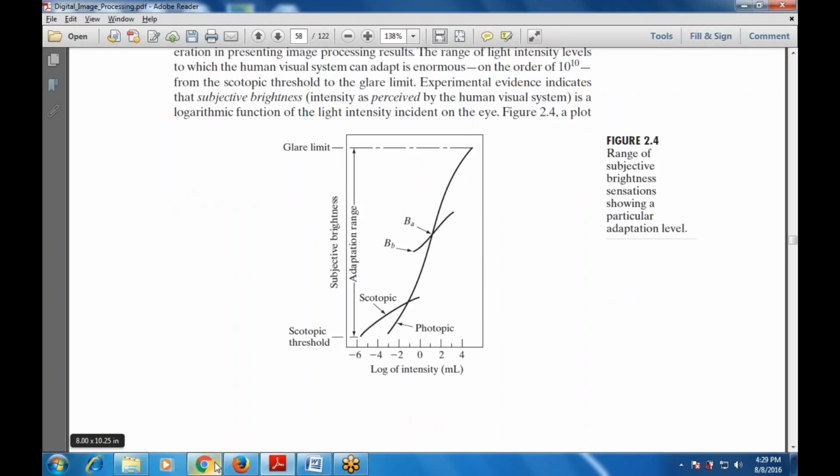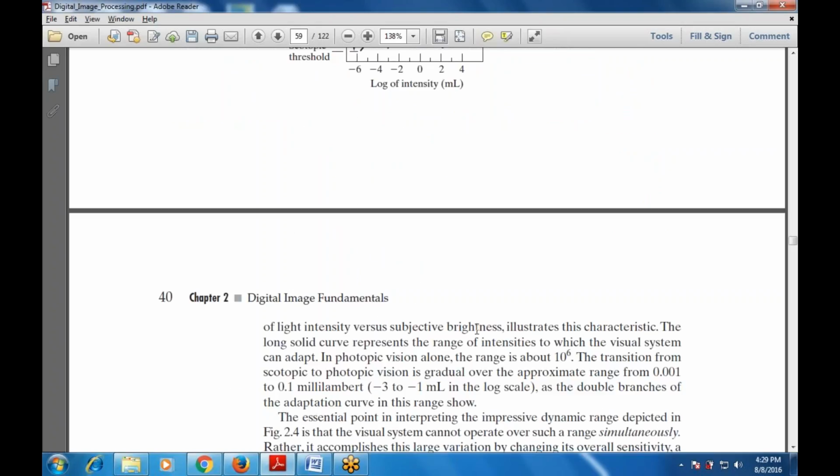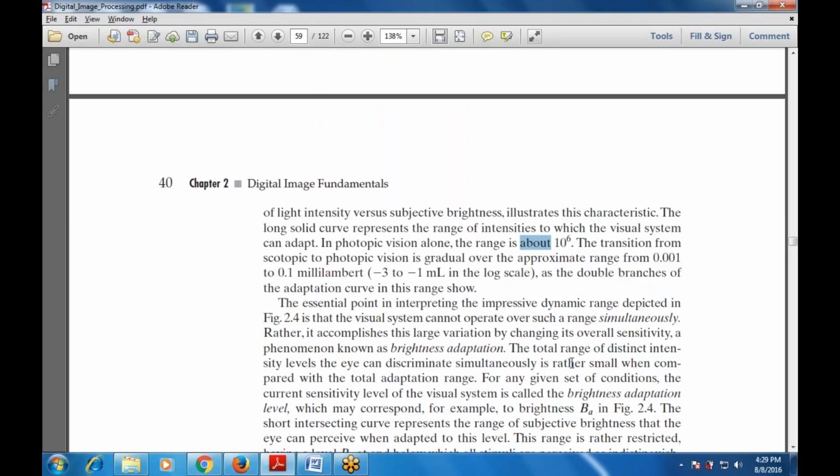This is the glare limit. This is the subjective brightness. Then this is the adaptation range. This is the scotopic threshold, scotopic, and photopic. This is the log of the intensity in millilamberts, versus the subjective brightness, which illustrates the characteristics. The long solid curve represents the range of intensities to which the visual system can adapt. In photopic vision alone, the range is about 10^6. That means there is a high range from the photopic to the scotopic.